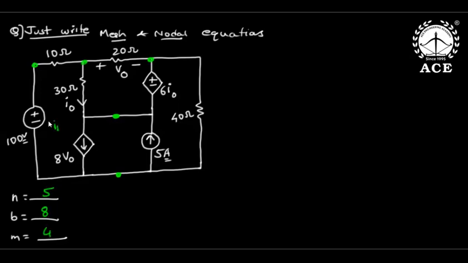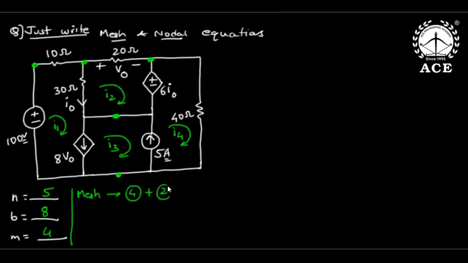This is I1 clockwise, I2 clockwise, I3 clockwise, and this is I4 clockwise. So there are 4 mesh equations. When it comes to mesh equations, there are 4 standard plus 2 link. Why 2 link? Because there are 2 dependent sources. So a total of 6 equations you should get in mesh. What are the link equations? They are the link equations between dependent parameters and mesh currents.